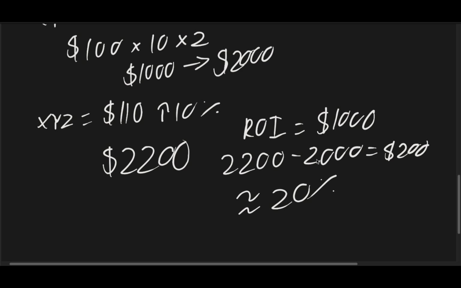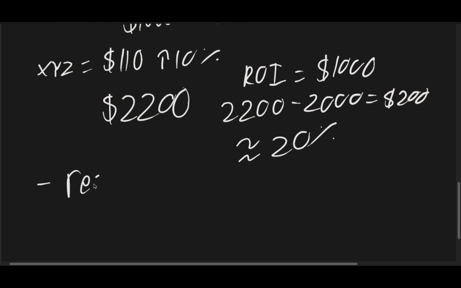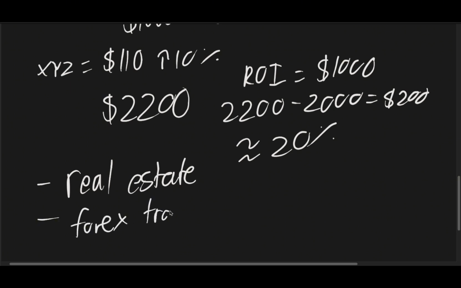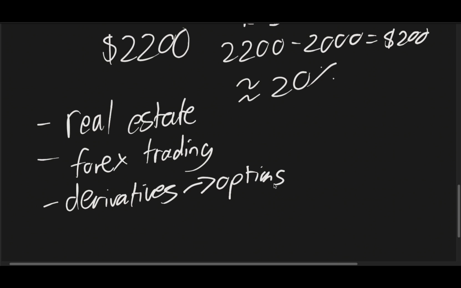Now, this might seem great and all, and it has a lot of applications. Not only for stock trading, you can also use it for real estate. You can also use it for forex trading, for currencies. And you can also use it for derivatives. You can also use a type of derivative which is options, but using leverage with options, it's a little risky, so I wouldn't recommend this, but it's an option, of course.